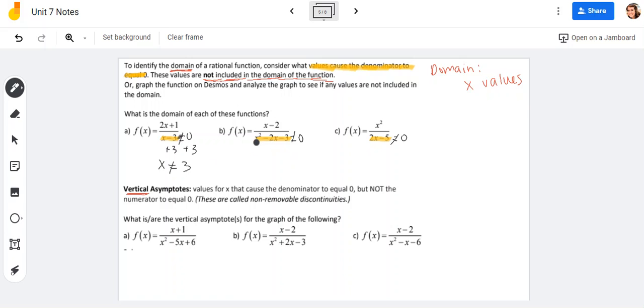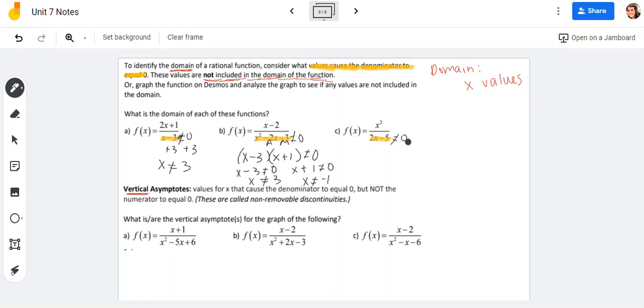For this middle function, I see X squared, so that's going to be my little reminder that I need to factor this. So looking for a magic number that multiplies to negative 3 and adds to negative 2. So I think I'm going to have negative 3 and positive 1. And then now that I have both of those, I can just split them up. So X minus 3 does not equal 0, and X plus 1 does not equal 0. Solving that, we find that X does not equal 3, X does not equal negative 1. Those are the values that are not included in the domain.